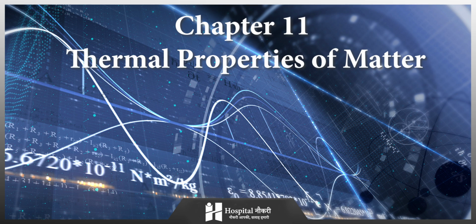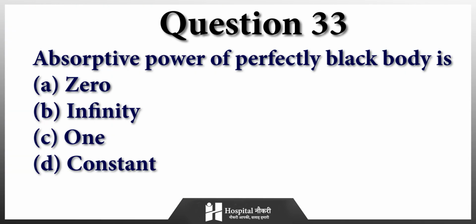Question first is, absorptive power of perfectly black body is A, 0, B, infinite, C, 1, D, constant. So absorptive power of perfectly black body is option C, 1.